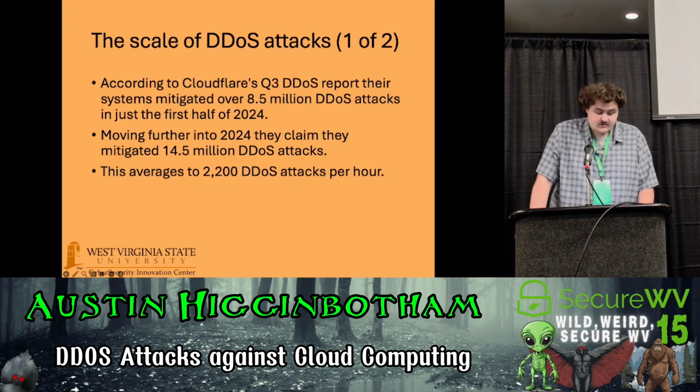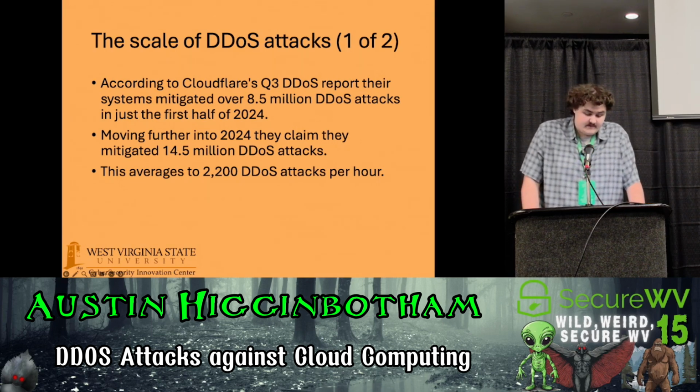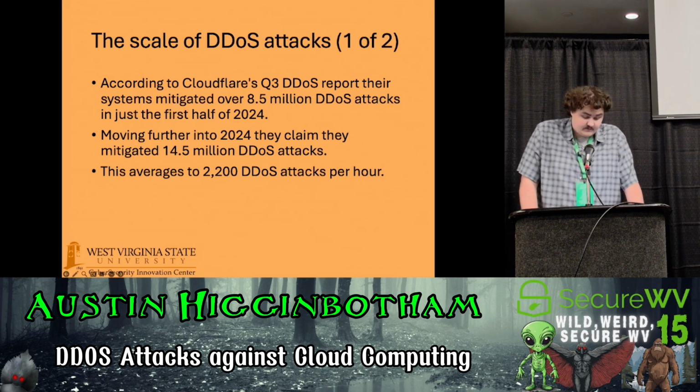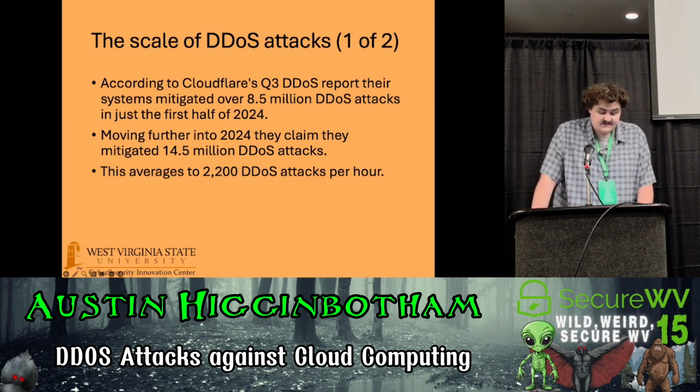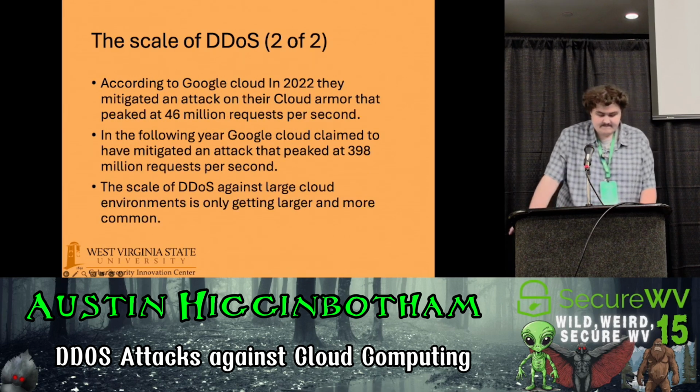According to Cloudflare's Q3 DDoS report, their systems mitigated over 8.5 million DDoS attacks in just the first half of 2024. Moving further into 2024, adding Q3 to that, they claim to have mitigated over 14.5 million DDoS attacks. This averages to around 2,200 DDoS attacks per hour.